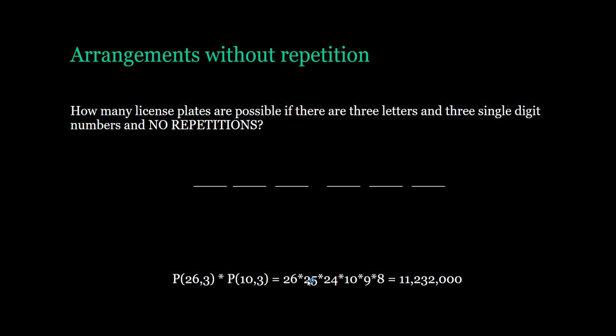You'll notice that this 26 times 25 times 24 can be written as a permutation. This is truly 26 permute 3. So out of the 26 letters, we are choosing exactly 3 of those. I multiply this by 10 permute 3, representing the 3 digits that cannot repeat. So you can really work this problem as a counting problem or using the product of permutations here. Either way, you should come out with 11,232,000 different possible license plates.